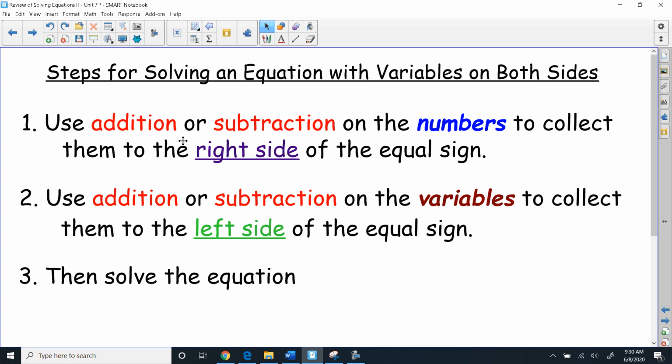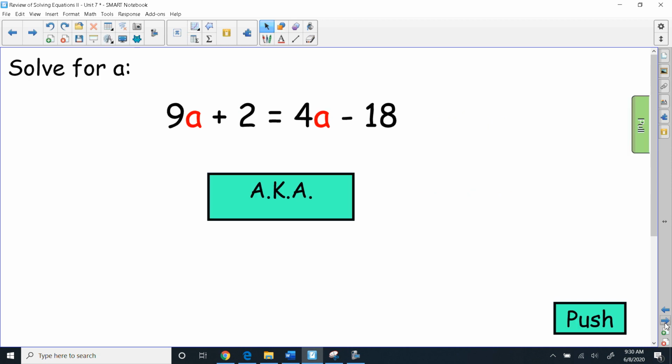It's a matter of using addition or subtraction on the numbers, like we normally do, to the right side is my recommendation. And then addition or subtraction of the variables to collect them to the left side of the equal sign. So we're trying to get our letters on the left, numbers on the right is my recommendation. Then solve the equation. All right, so now that we know our steps, let's put it in action.